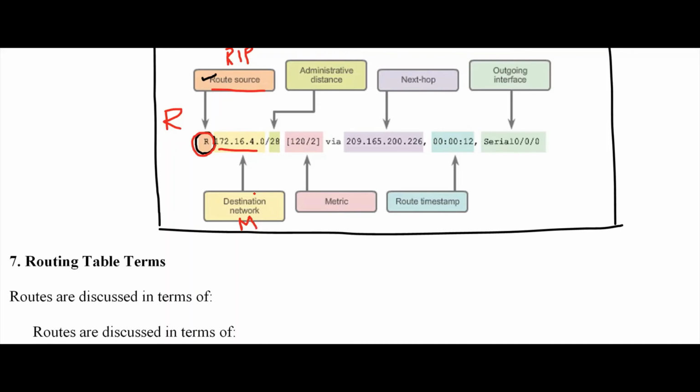Now what is this? This is going to be your subnet mask. This is not the administrative distance value. This is wrong. That's why the diagram is wrong. That's why I'm telling. So this 28 is the subnet mask. Then what is the administrative distance value? You can say this is the administrative distance value.